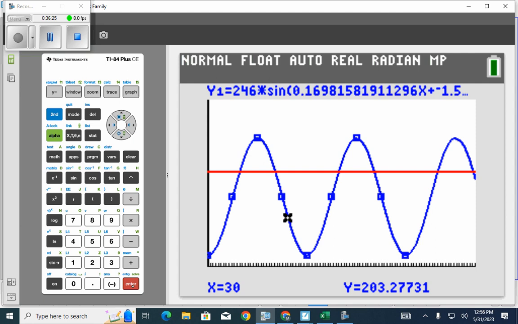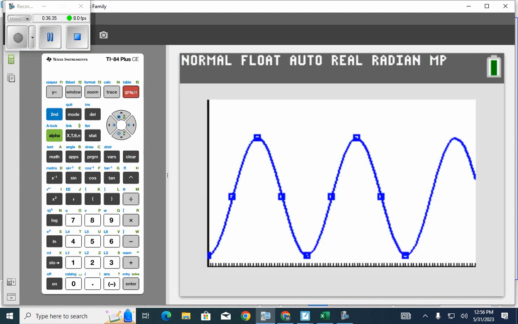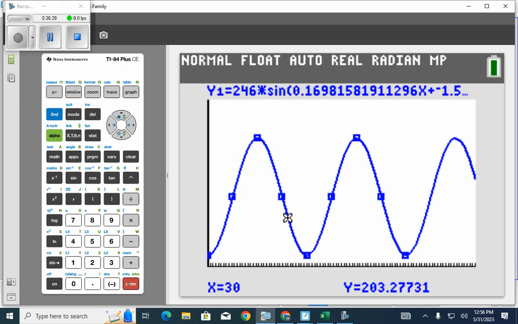Okay. So what I should have done is I should have cleared out the other Y. Okay. And then we pick number 1. We go 30 minutes and 203 feet off the ground. Yes. So you can only have one line there. Otherwise, it'll look to the wrong thing.